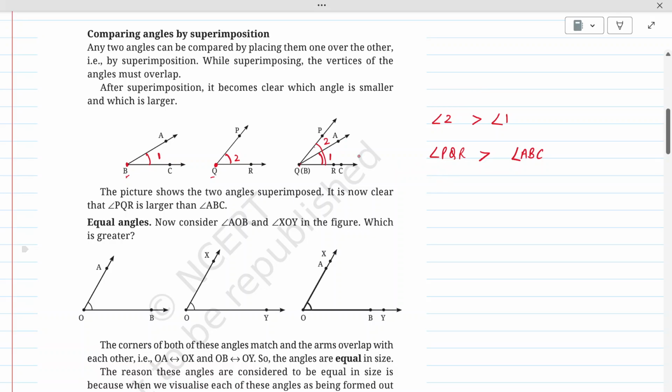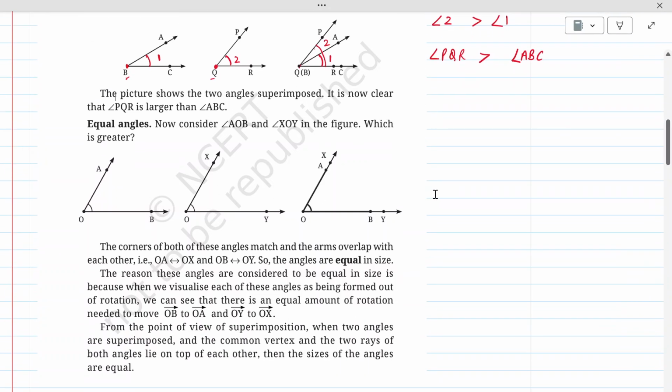Now in the second question, as we move further, we can see equal angles. Here we have one figure AOB, this is another example, and the other one is XOY. We have two angles and we have to compare them by the same superimposition method. We will place them on one another in such a way that O of this figure and O of this figure coincide, and that we have done here. This is the figure which we have drawn after the superimposition.